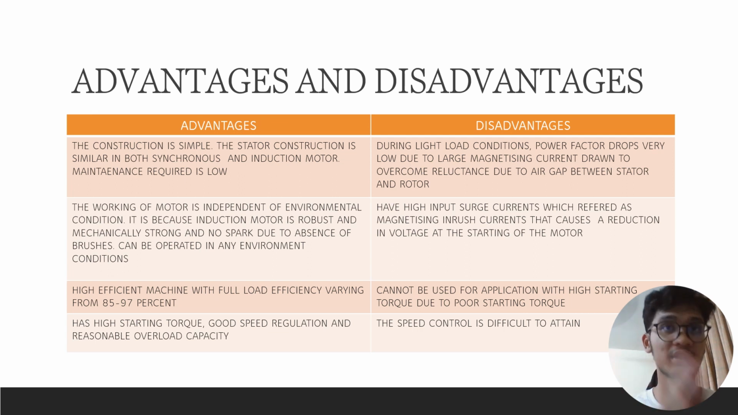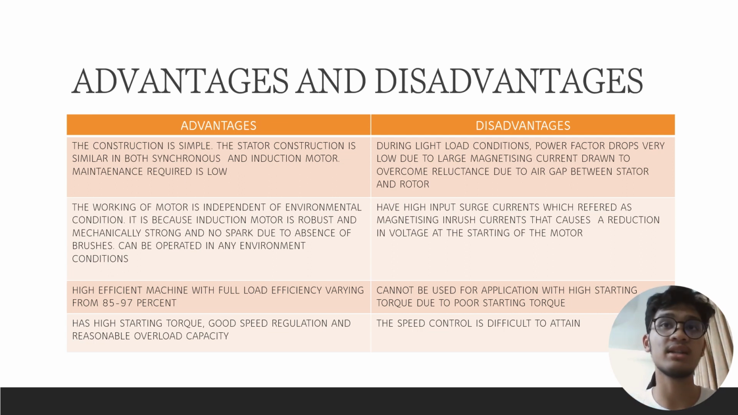So, the advantages and disadvantages of the induction motor. The advantage is that the construction is simple. The stator construction is similar in both synchronous and induction motors, and the maintenance is low. The working of the motor is independent of environmental conditions because the induction motor is robust and mechanically strong, and there is no spark due to the absence of brushes, so it can be operated in any environmental condition. It is highly efficient, with full load efficiency varying from 85 to 97%. It also has a high starting torque, good speed regulation, and a reasonable overload capacity.